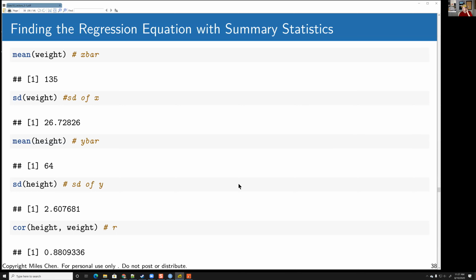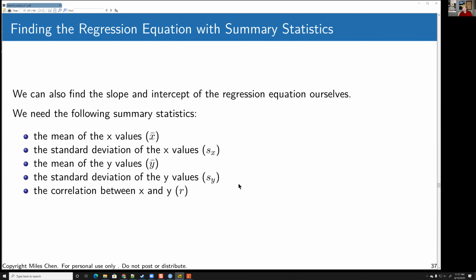Okay, I actually haven't given you the formula yet. I just said you need to find these 5 summary statistics: the mean of x, the mean of y, the standard deviation of x and standard deviation of y, and the correlation of x and y. So these are the values you need. And we have learned how to calculate these things, right?